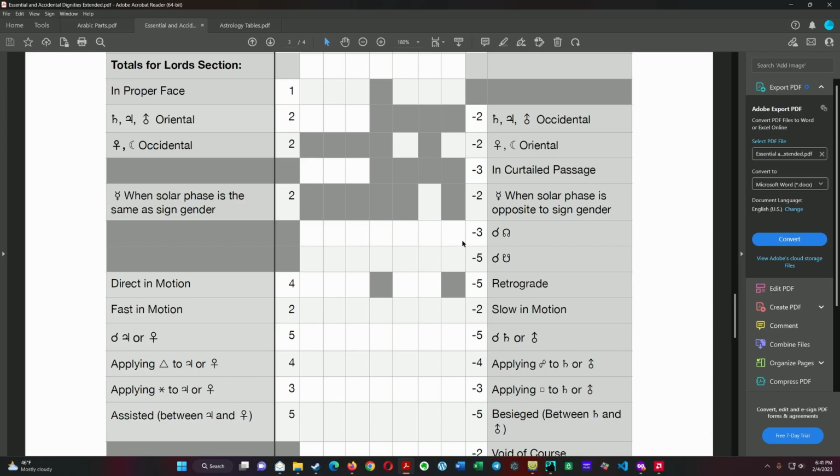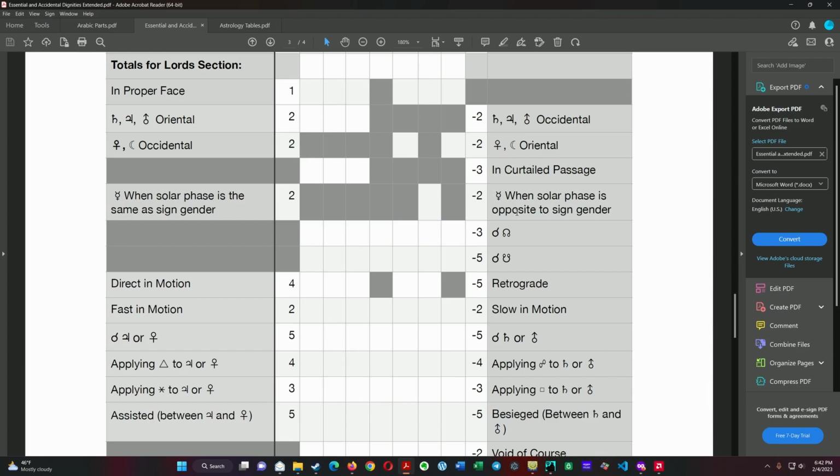So I altered this slightly. Venus and Moon are obviously feminine. So if they're oriental, they're going to lose points. If they're occidental, they're going to gain points. Mercury can go either way. So depending on the sign Mercury's in, and depending on the heliacal phase, he'll gain or lose points. It's a little different for Mercury, but I think it fits better than just shoehorning him in as one of the feminine planets, because that's just not the way he is.